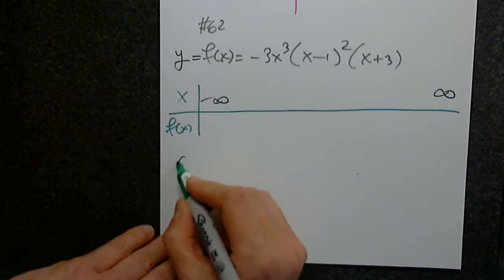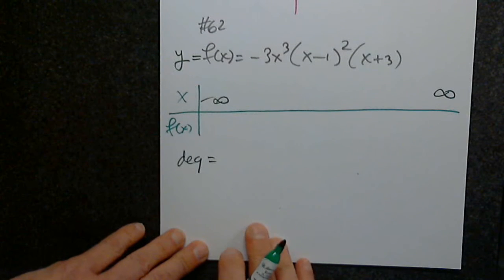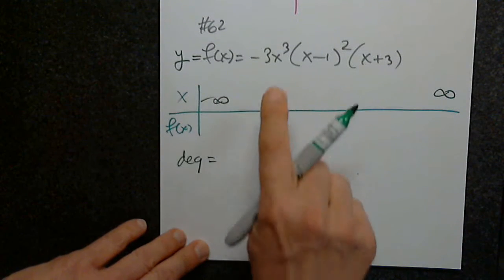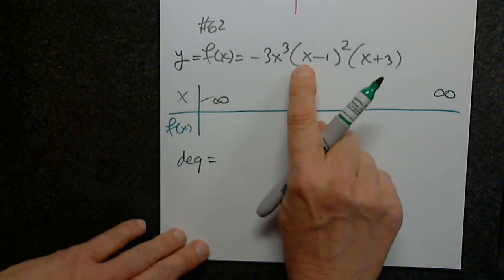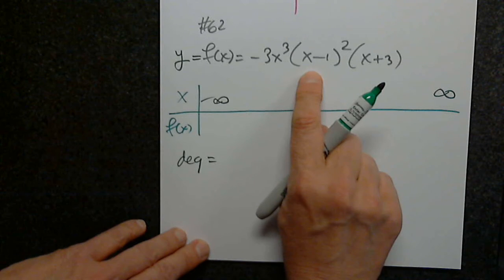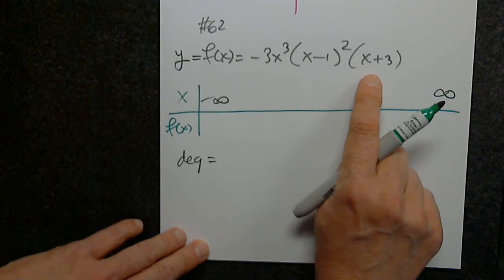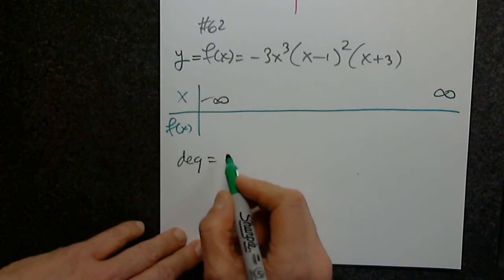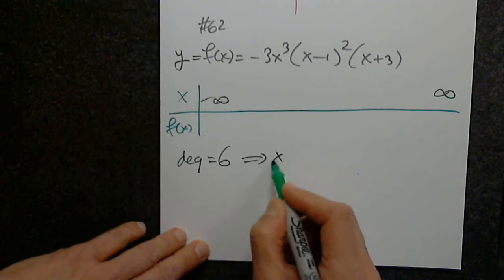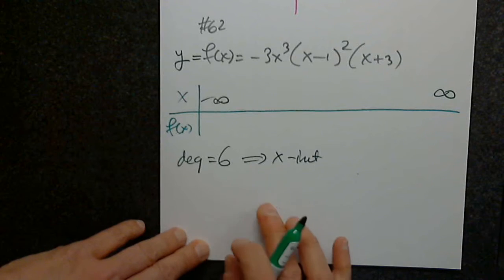Good. Degree, please. This is 3. This is 2. I have to square, right? X squared is not 1, right? And this is 1. So this is 3, this is 2, this is 1. 6. How many x-intercepts? I'm going to write it so I don't forget.